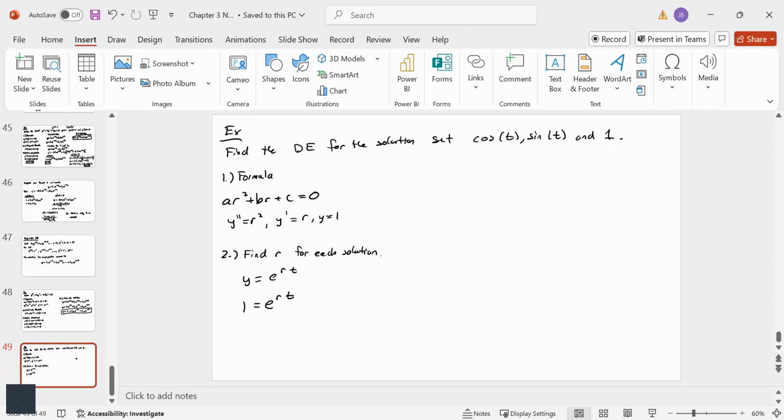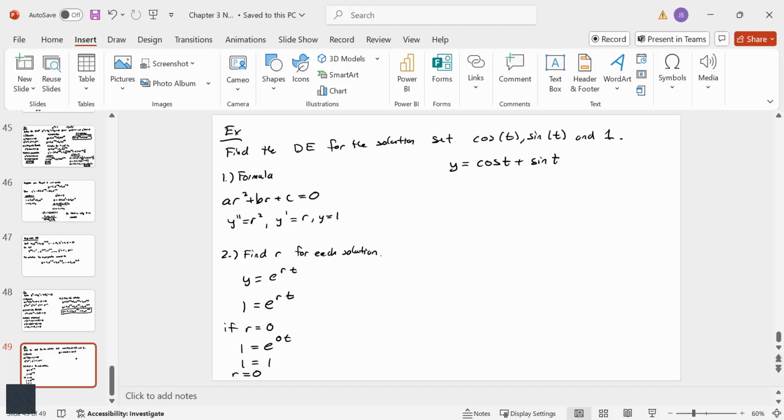The only value that would work, which would give me 1, is if r is 0. So if r is 0, then 1 is equal to e to the 0t. 1 is equal to 1. So r is 0 by that extension. Or you recognize that, oh, it's 1, so it has to be 0 from previous experience. Same thing with sine and cosine. Now, the thing is with sine and cosine, we don't think of them separately. We think of them as a pair. They have to come together. So y is going to be cosine t plus sine t.